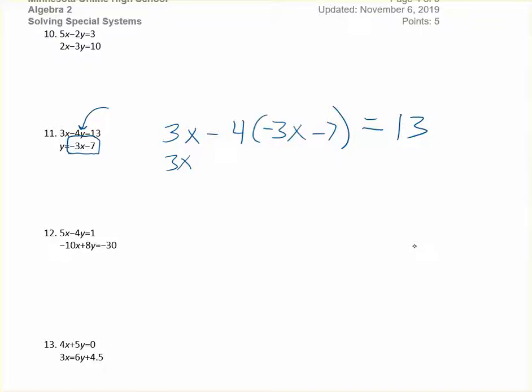So the 3x just gets written down again, and now we have to do the distributive property here and here. So we have negative 4 times negative 3x, which is 12x, and then we have negative 4 times negative 7, which is plus 28.